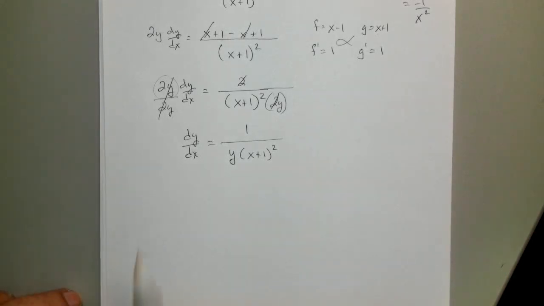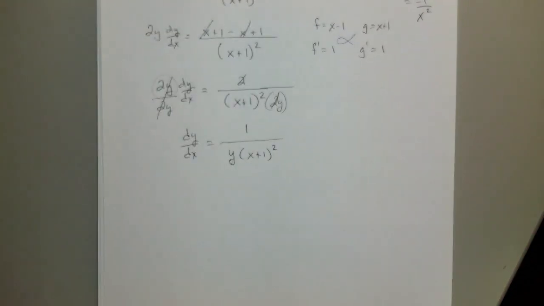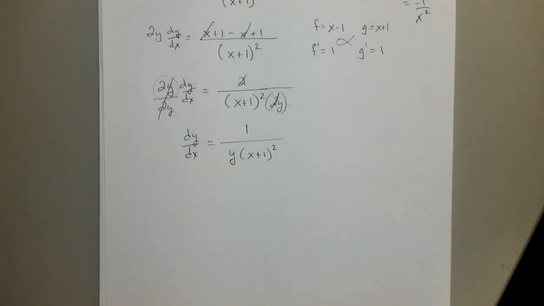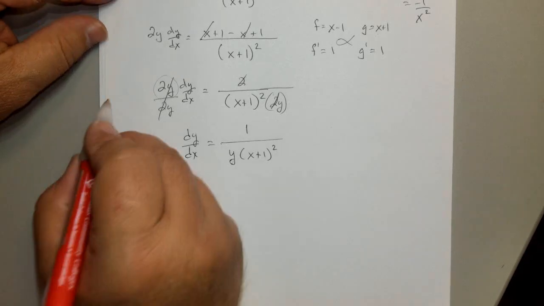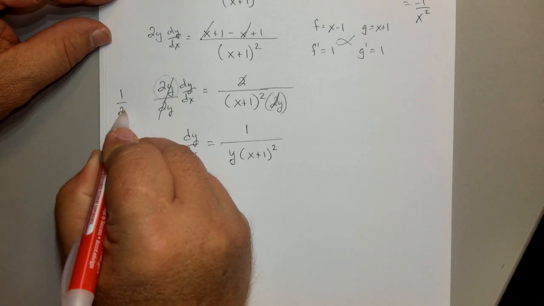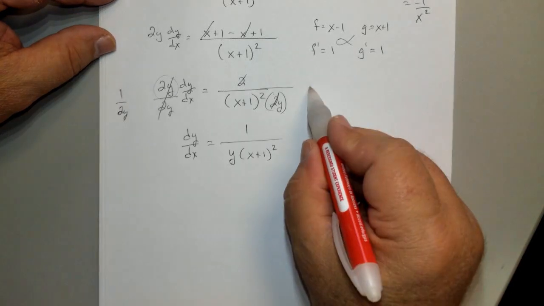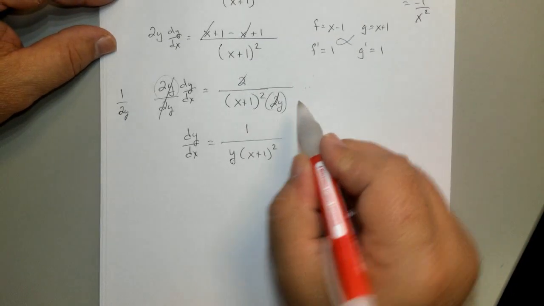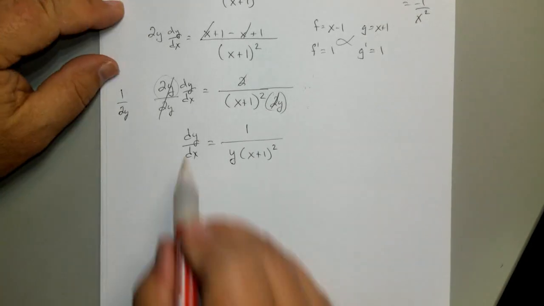Can anybody tell me why I just put 2y over here? Whenever I divide, I'm actually multiplying by 1 over 2y. That's what I did over here. If I multiply 1 over 2y, it goes there. It just multiplies to it. So there's my derivative.